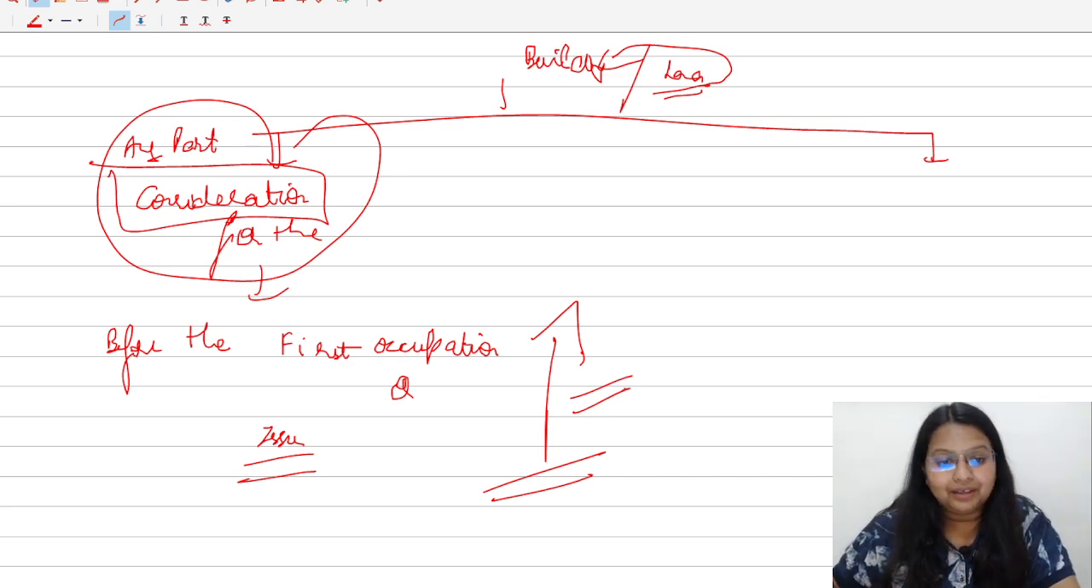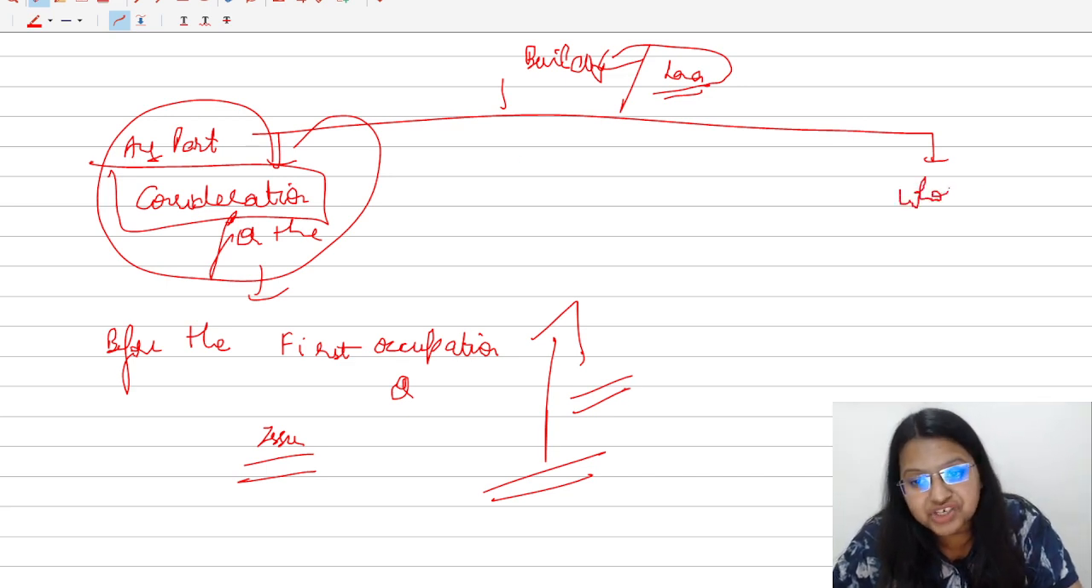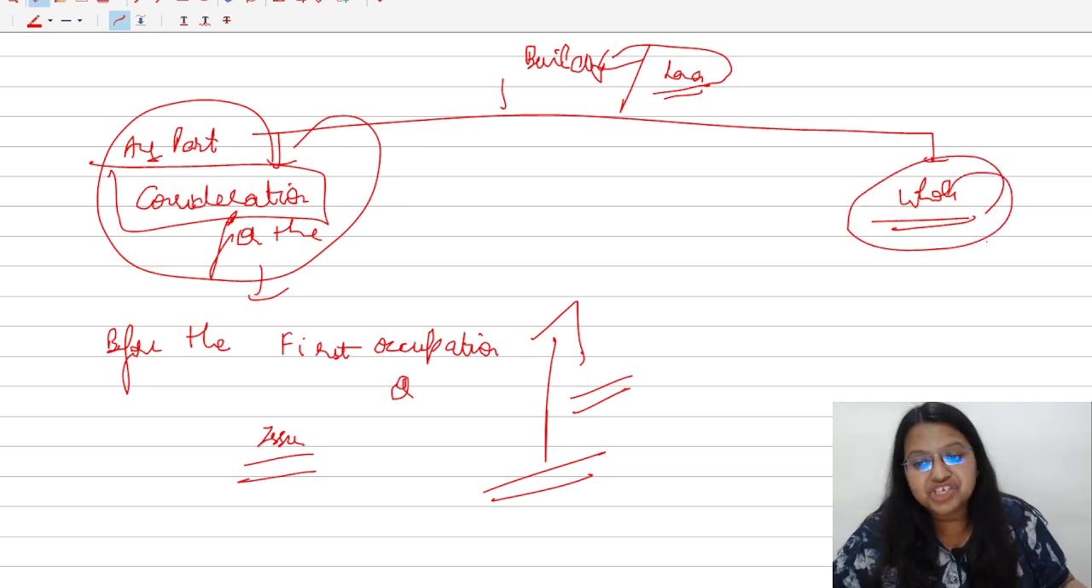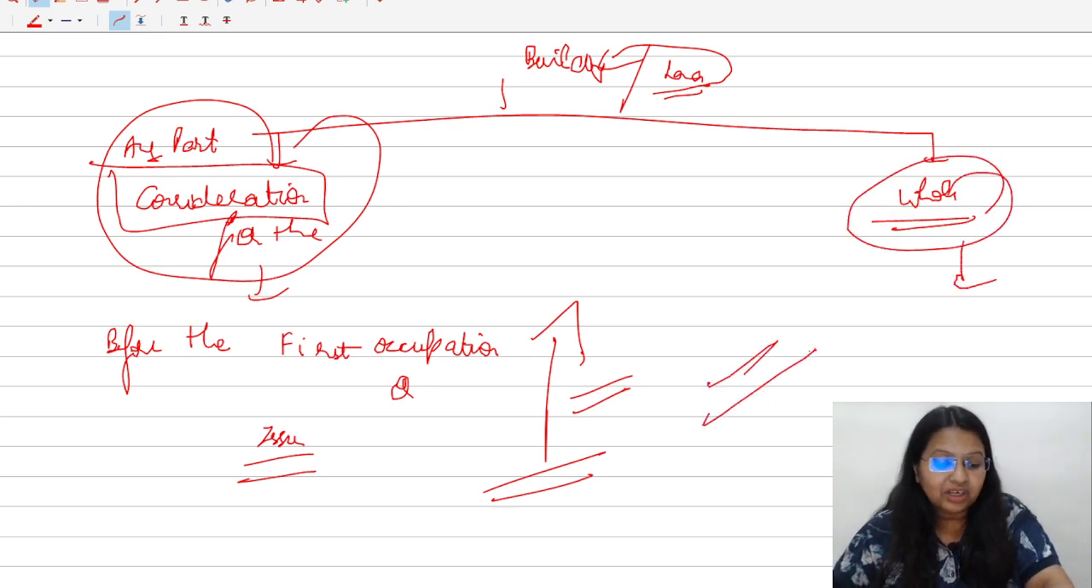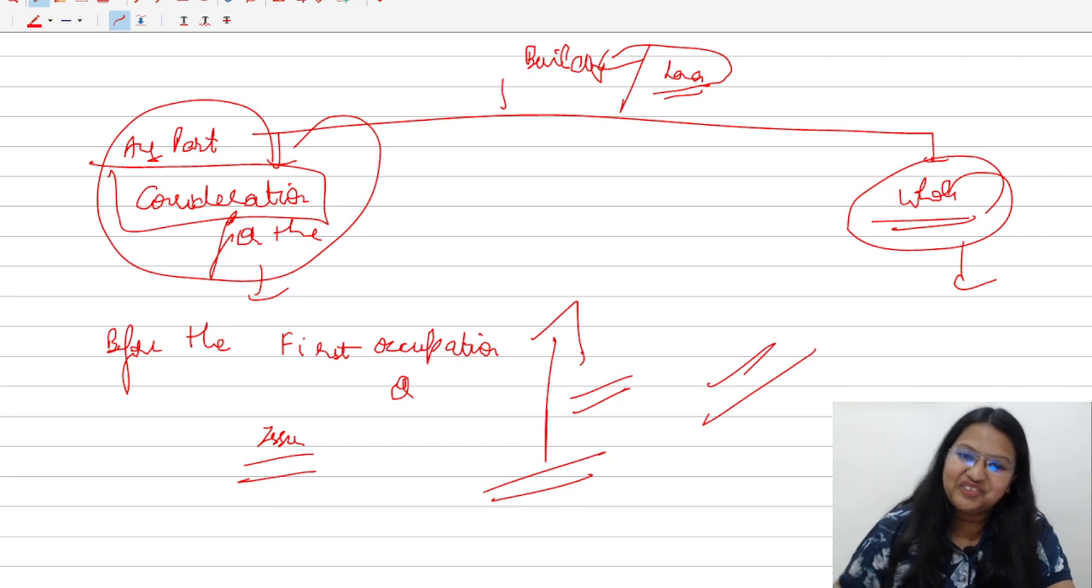Okay, but if the whole consideration, that is the complete consideration, has been given after this date, it will be covered under Schedule 3. Okay, that is the negative list.